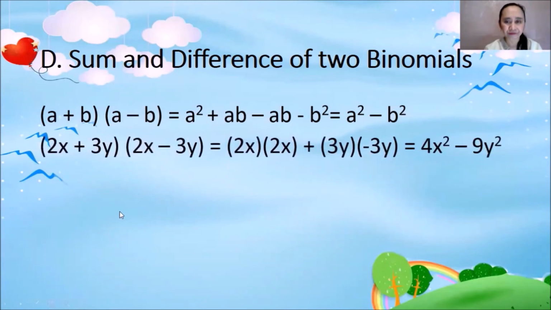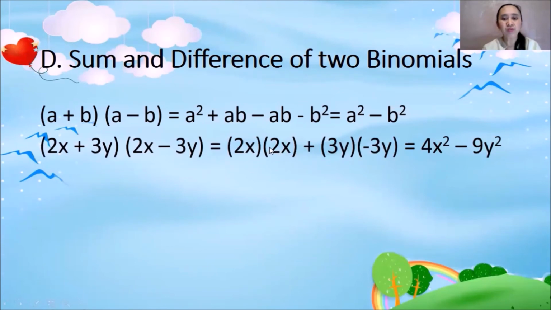Example. Multiply the first term. The FOIL method is applicable in the sum and difference of two binomials, but not in the others. You can apply the FOIL method if you are still confused. But when it is a trinomial, apply the shortcut computations. So, 2x times 2x plus the product of the last term, 3y times negative 3y.